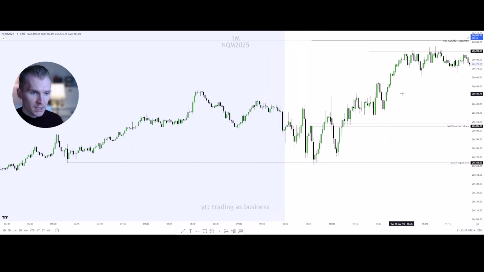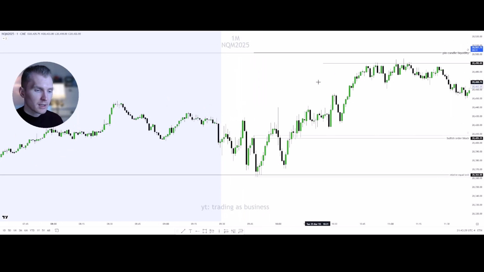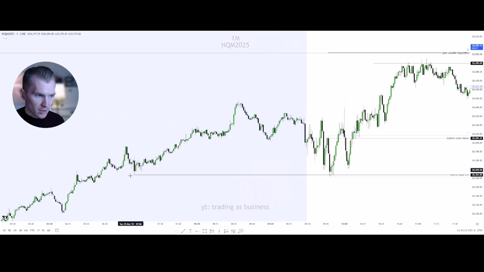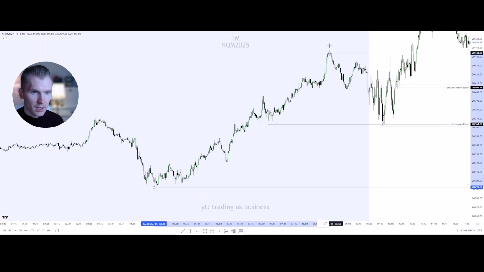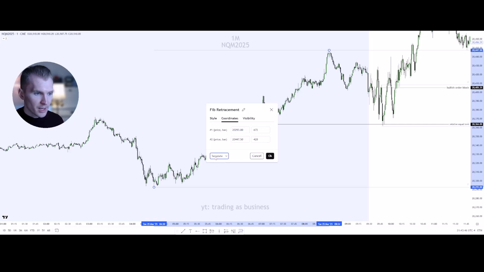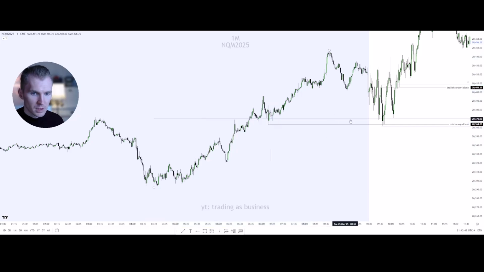Okay, so let me explain you this setup. Price go down, takes this liquidity, relative equal lows. Besides that, if you take the lowest point here, the highest there, you want to see that price went to equilibrium. Look, price went to equilibrium, took relative equal lows below the equilibrium.